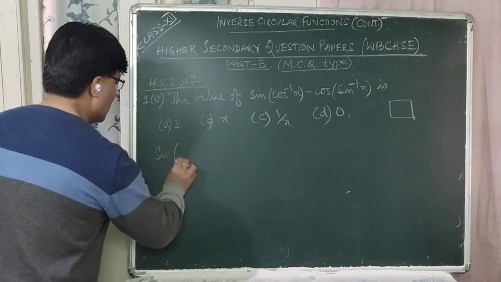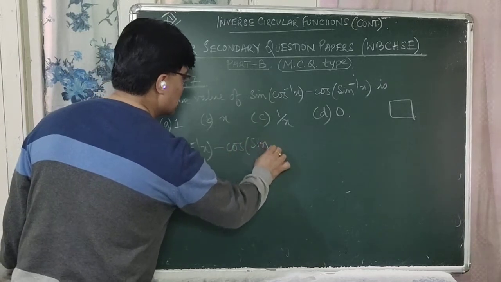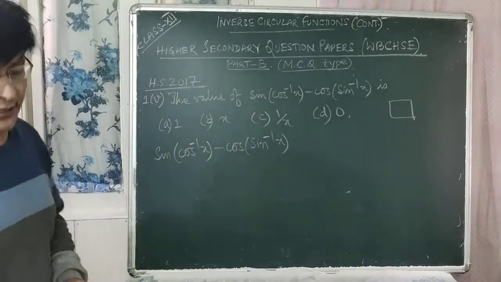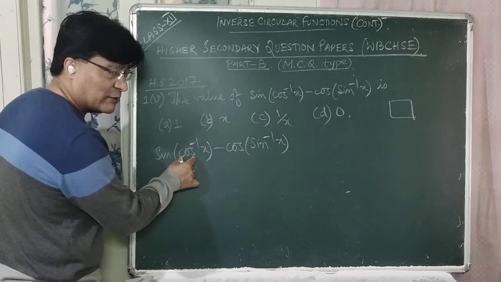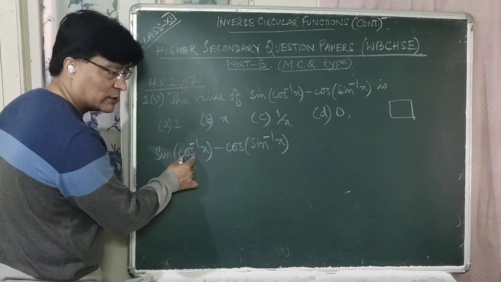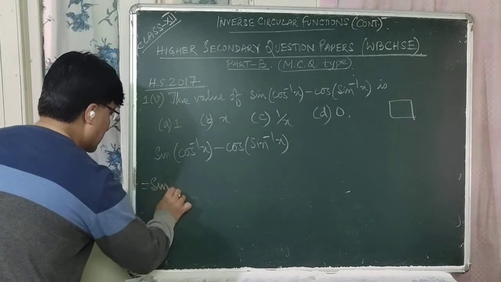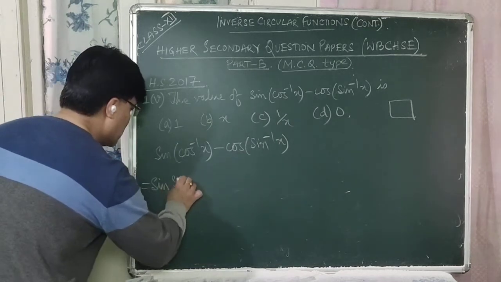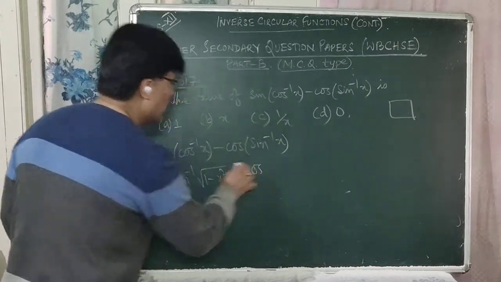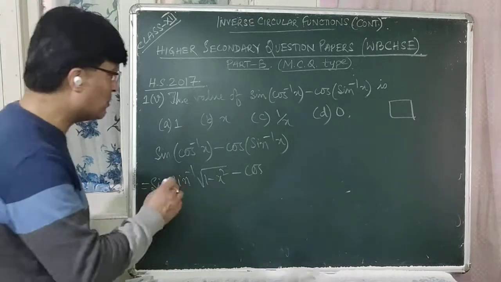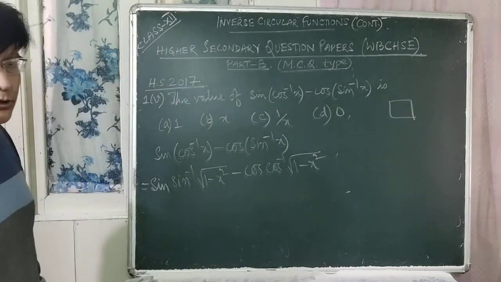So sine within bracket cos inverse x minus cos within bracket sine inverse x. Now let us simplify it. So how can we simplify it further? Since this is sine, you have to convert cos inverse x into sine inverse, isn't it? This is cos, you have to change sine inverse into cos inverse, right? So it is equal to sine inverse root over 1 minus x square minus cos of, how can we change sine inverse x into cos inverse? Similarly, you can write here, it is cos inverse root over 1 minus x square. Is that clear to all of you?